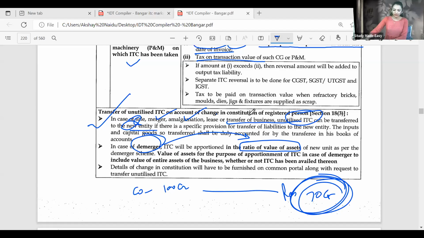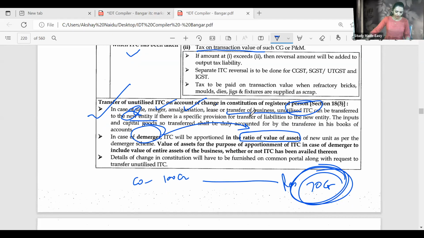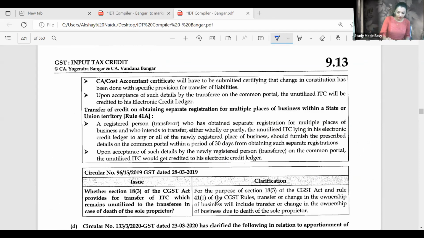Now, ma'am, this transfer of business, would it include death transfer also? In case of death, your business has been transferred. Yes, it includes the death concept also. So this is the clarification: the issue of distribution of unutilized ITC in case of death of a sole proprietor. So transfer or change of ownership includes death of a sole proprietor also. So if your sole proprietor died, that is also considered as transfer of ITC. So whoever new person continues the business, in such a case it will be given to that person.